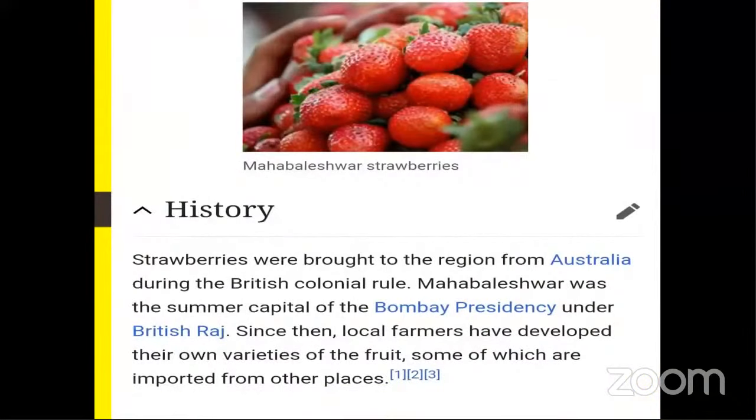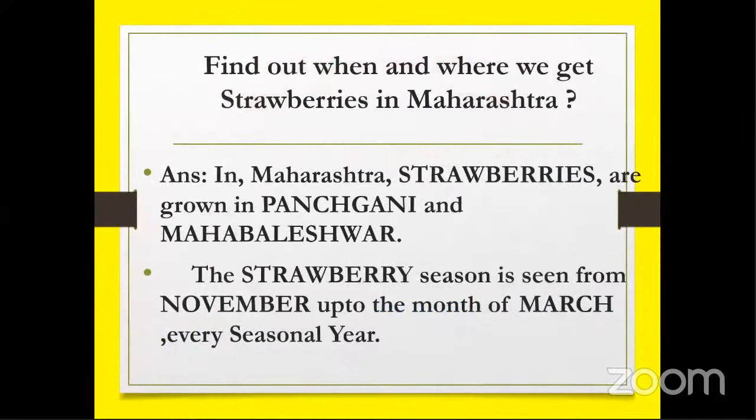Now, the history. Strawberries were brought to the region from Australia during the British colonial rule, and Mahabaleshwar was the summer capital of the Bombay Presidency under the British Raj. Since then, local farmers have developed their own varieties of the fruit, some of which are imported from other places. Now, find out when and where we get strawberries in Maharashtra. Who will give me the answer?